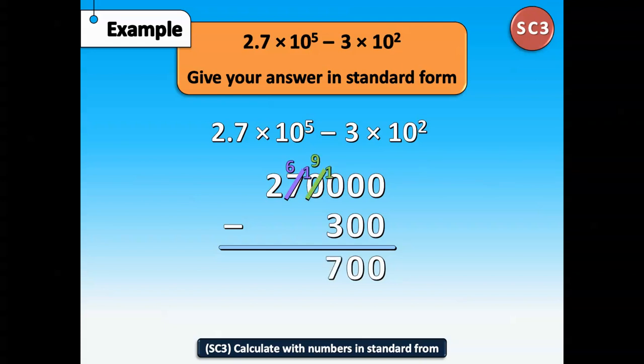10 take away 3 is 7. 9 take away nothing is 9. 6 take away nothing is 6. And 2 take away nothing is 2. Now we convert the number back into standard form. So our answer is 2.697 times 10 to the 5.